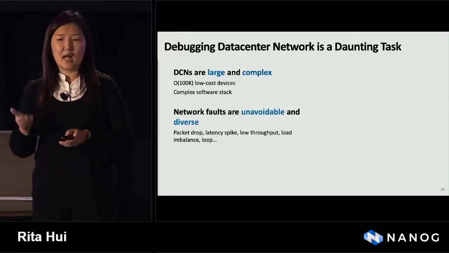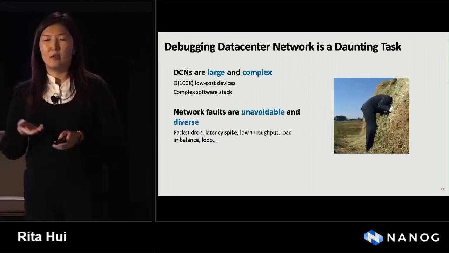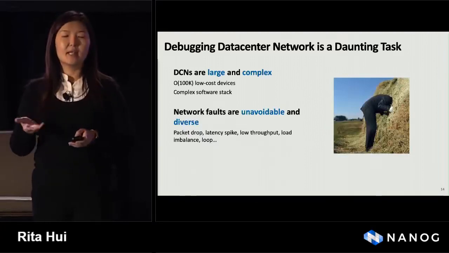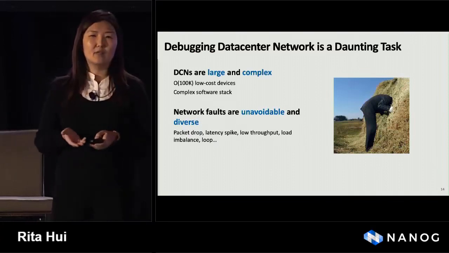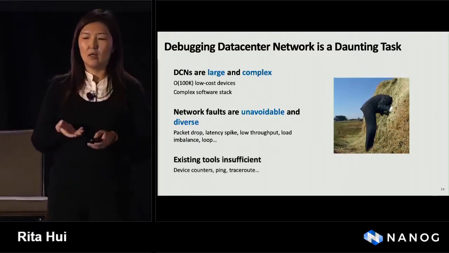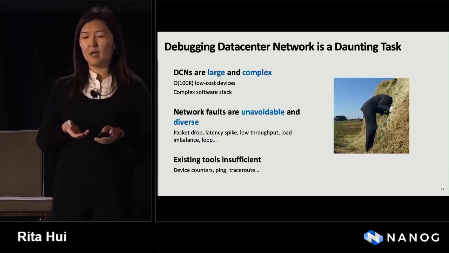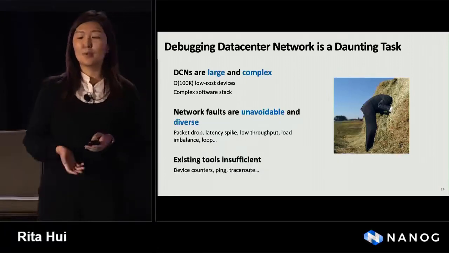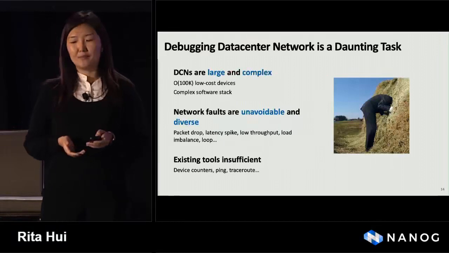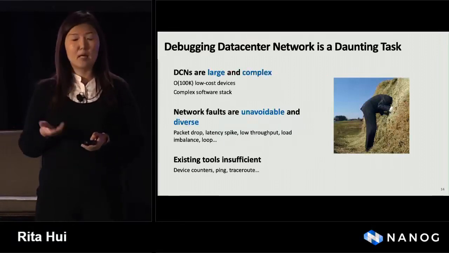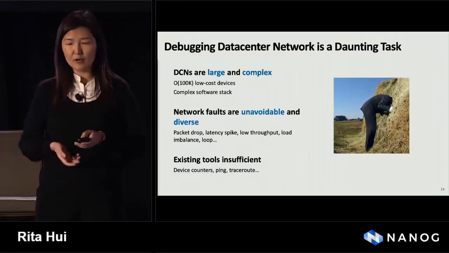So data centers are large and complex. Easily we could have hundreds and thousands of low-cost devices, but running a complicated software stack. And on a daily basis, we could have packet drops or various types of issues, right? Like packet drop, latency, low throughput in different parts of the network. So existing tools are often insufficient. The common tools are checking counters, ping, traceroute, etc. And I'll walk through why.